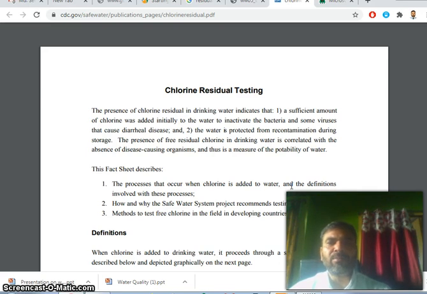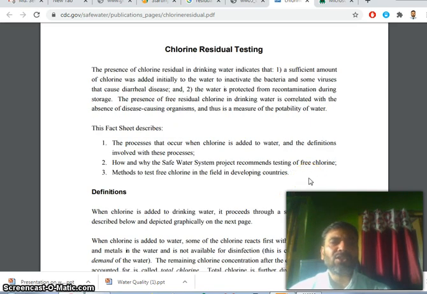And the second most important point is that the water is protected from contamination during storage. So the presence of free residual chlorine in drinking water is correlated with the absence of disease-causing organisms, and thus it is a measure of the potability of water.